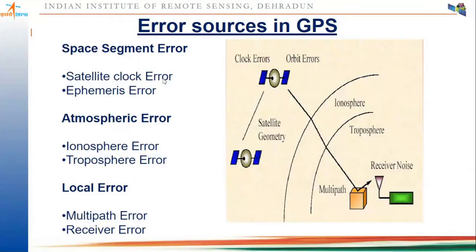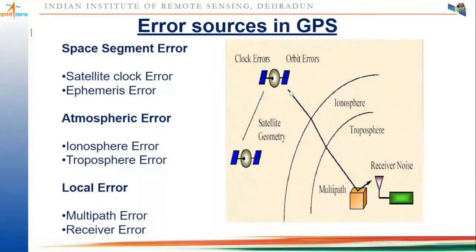Then the signal will travel from the satellite to the receiver. It will pass through the ionosphere and the troposphere. In the ionosphere, because of the total electron content, a delay arises. And in the troposphere, there are gas molecules and water vapor, so because of that, error will be there. The satellite signal will experience a delay.